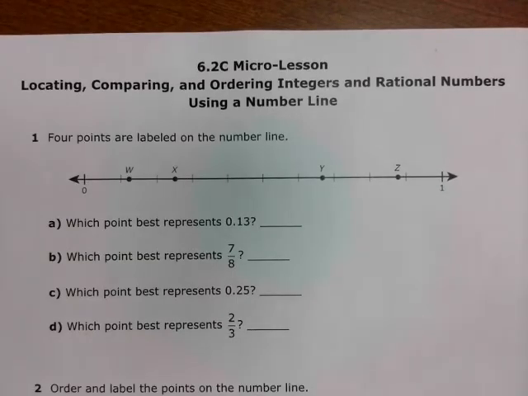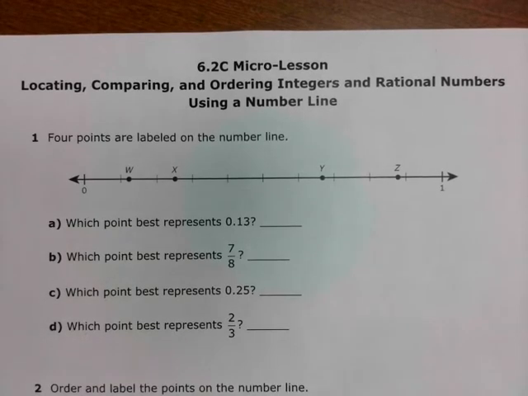So today we are starting our next micro lesson. This time we are looking at locating, comparing, and ordering integers and rational numbers using a number line. The last couple days we've been doing equivalent fractions, decimals, and percents, and we're going to tie that into some of the things we do here today, because we might need to convert the fraction into a decimal so we can compare. But that's what we're doing. Anyway, let's go ahead and get started.